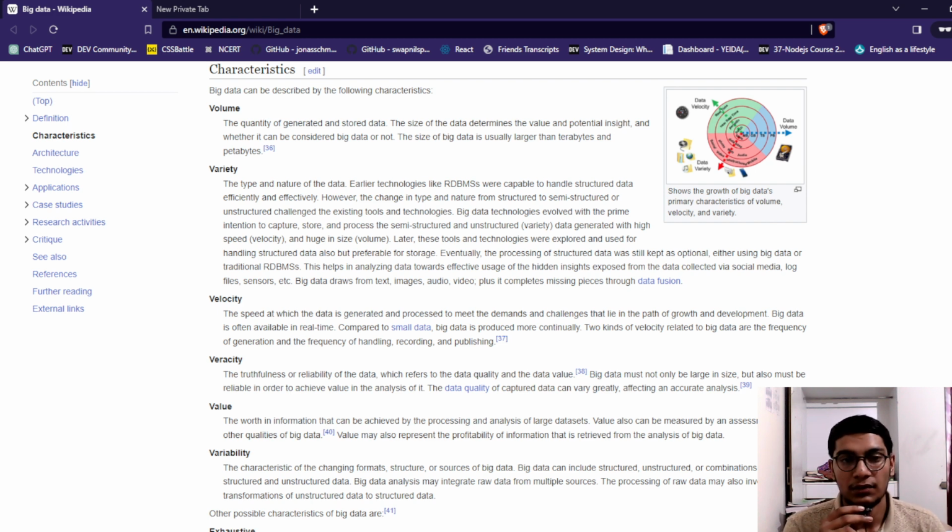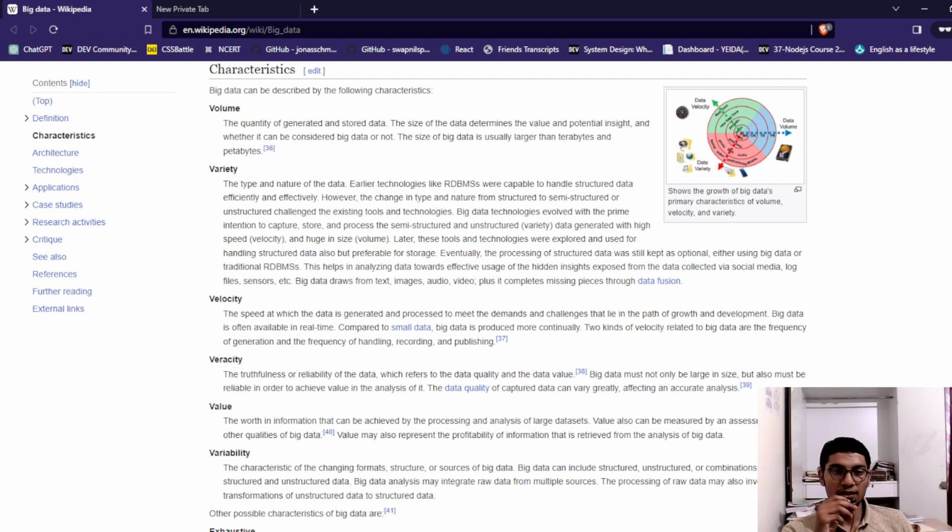Big data technology evolved with time, with the intention to capture, store, and process semi-structured and structured data generated with high speed, velocity, and huge in size. Later, these tools and technologies were exposed and used. This helps in analyzing data toward effective usage of the hidden insight exposed in data collection. Velocity: the speed at which data is generated and processed to meet demand and challenges. Data in big data is often available in real time compared to small data. Big data is produced more continually. Two kinds of velocity related to big data are the frequency of generation and the frequency of handling, recording, and publishing.